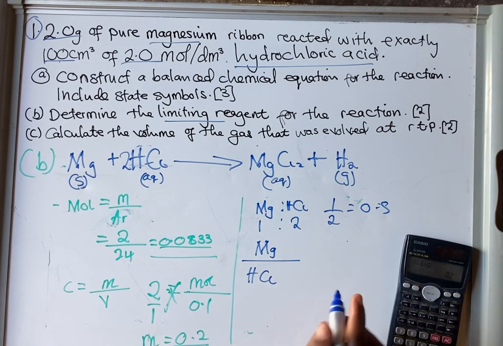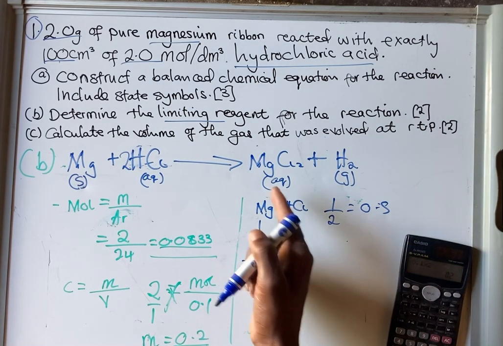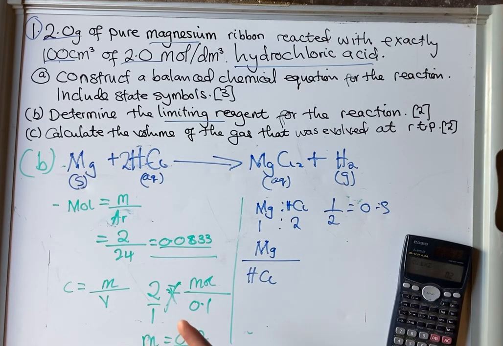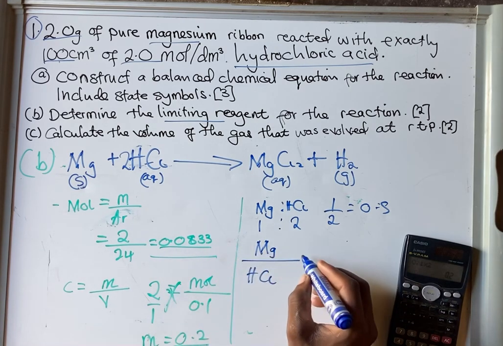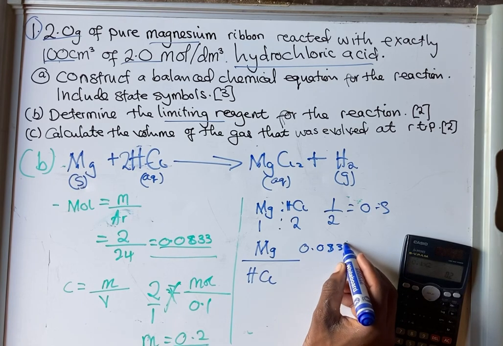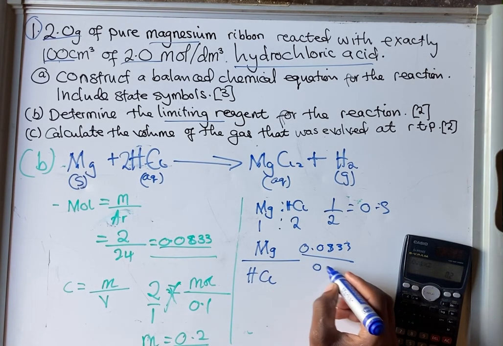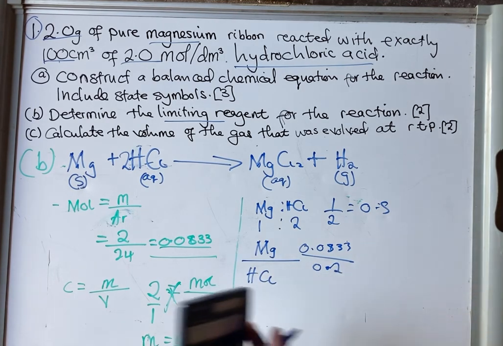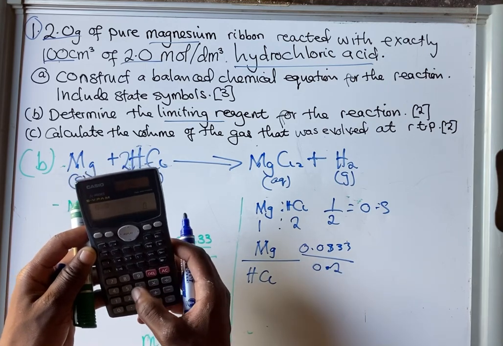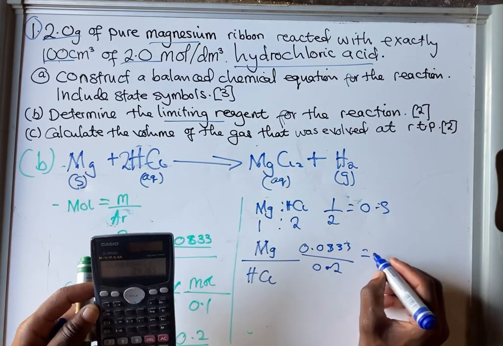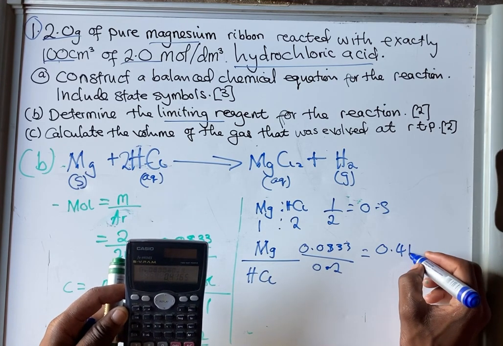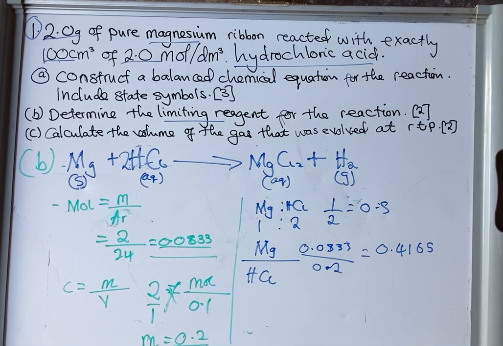Okay, so which means that we need about 0.5 moles of magnesium for this reaction to go to completion without any of these being limited. So now let's try to compare. What's the number of moles for magnesium? Magnesium has 0.0833 over the number of moles for hydrochloric acid, which is 0.2. So we divide this. We have 0.0833 divided by 0.2, giving us 0.4165. Now remember, we are saying that we need 0.5 moles of magnesium for this reaction to go to completion.